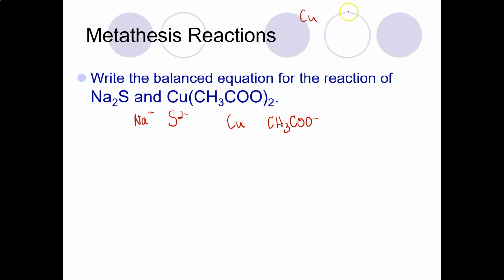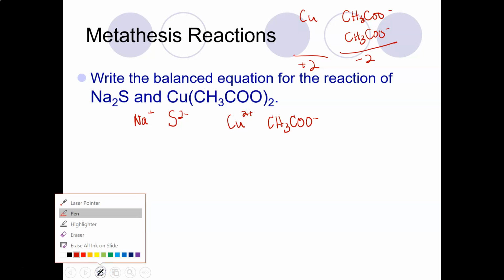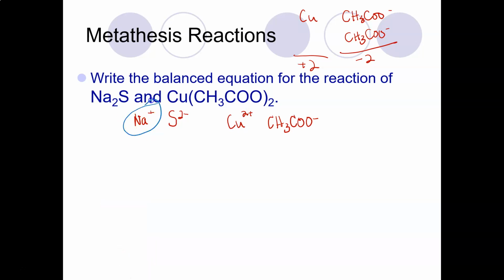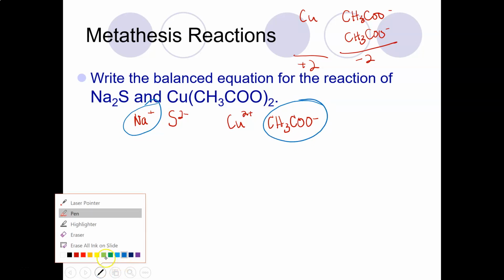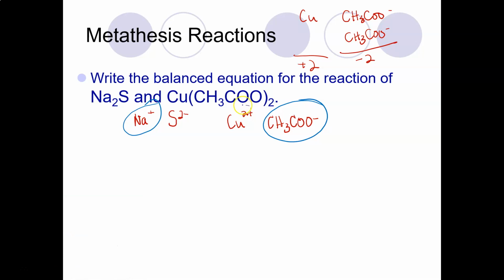So that compound is made up of 1 copper and 2 acetates. Those 2 acetates add together to be -2. So the copper must be a +2. We did this back in chapter 2 when we were naming. So predicting what our products are going to be. Well, the positive charge here is going to go with the negative charge there. The positive charge here is going to go with the negative charge there. So we can go ahead and predict our products and write our equation.